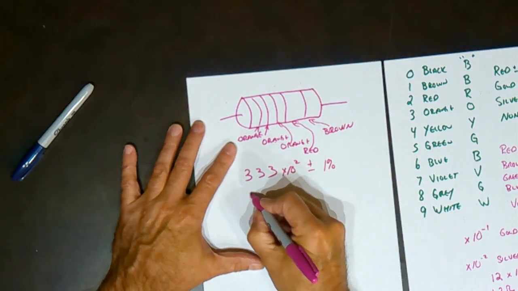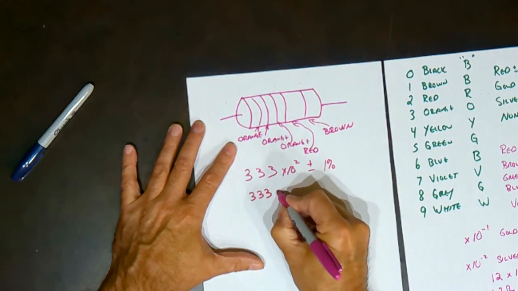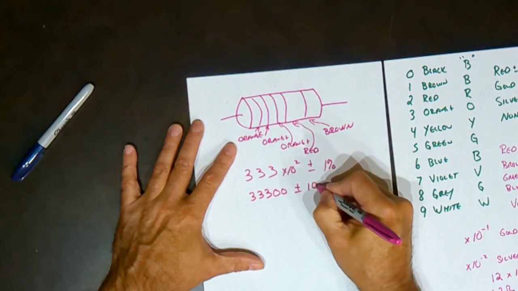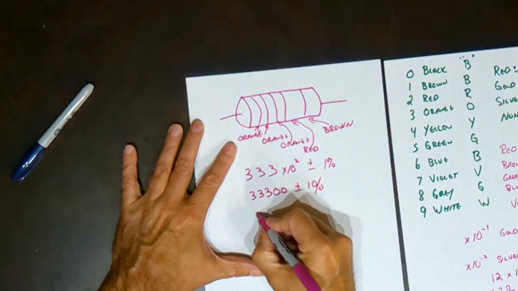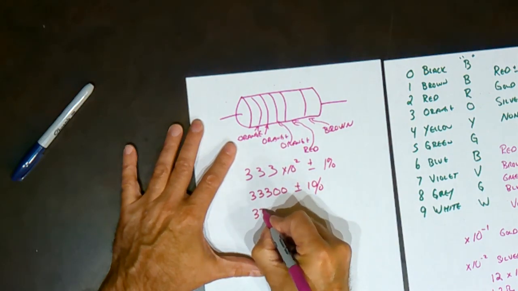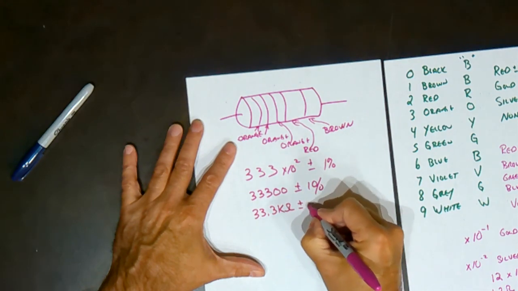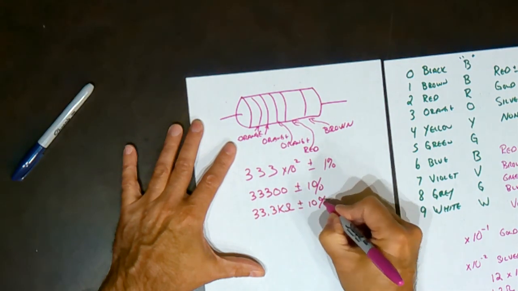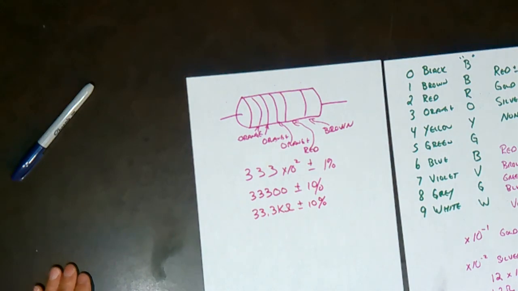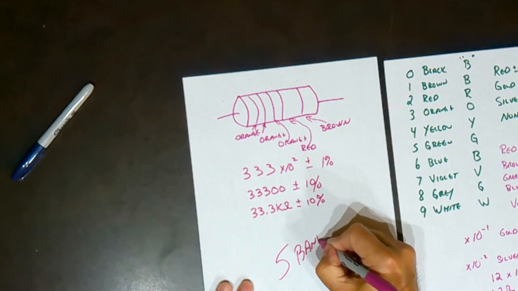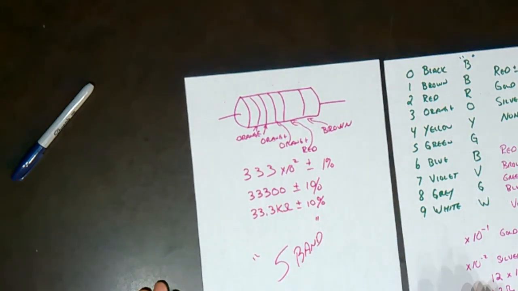So that works out to be 33300 plus or minus 1%. And that works out to be 33.3 kilo ohms plus or minus 1%. So that is for the 5-band resistor.